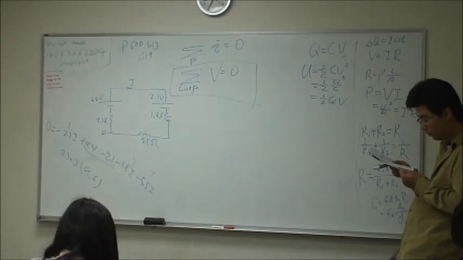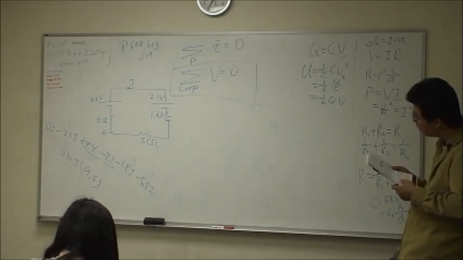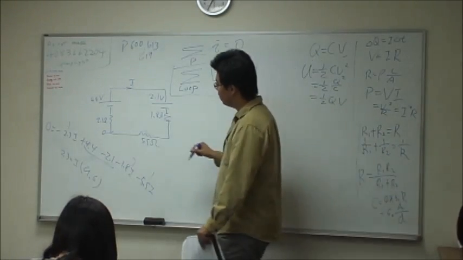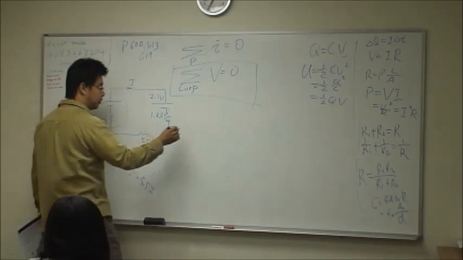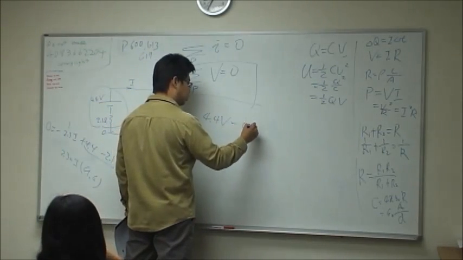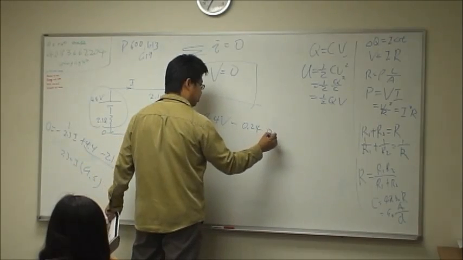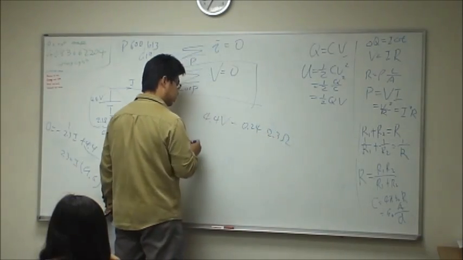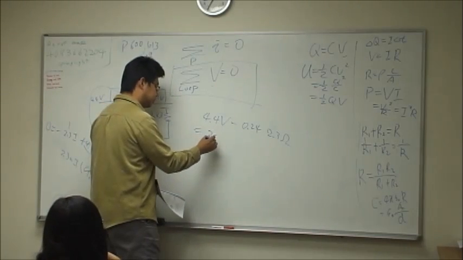What's the potential difference between the terminals of battery 1? The battery looks like something with both of them, right? So it will be 4.4 volts minus 0.24, that's the current, times the resistance, which is 2.3 ohms. That will be the voltage, which is 3.8.